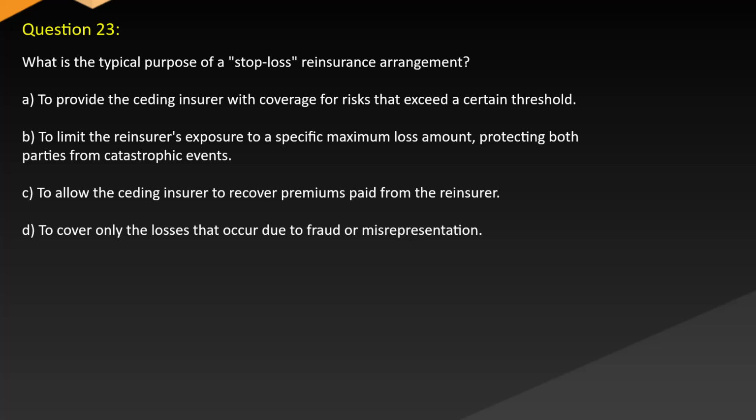A. To provide the ceding insurer with coverage for risks that exceed a certain threshold. B. To limit the reinsurer's exposure to a specific maximum loss amount, protecting both parties from catastrophic events. C. To allow the ceding insurer to recover premiums paid from the reinsurer. D. To cover only the losses that occur due to fraud or misrepresentation.